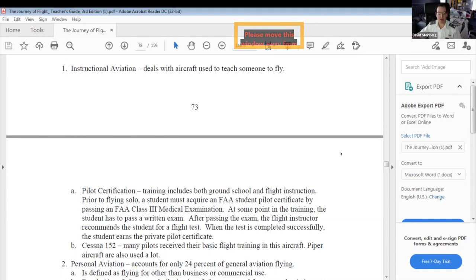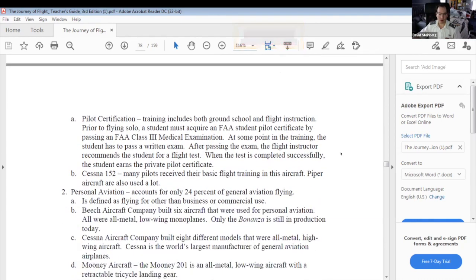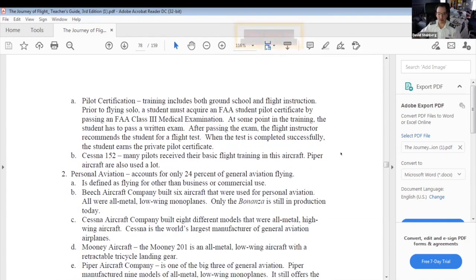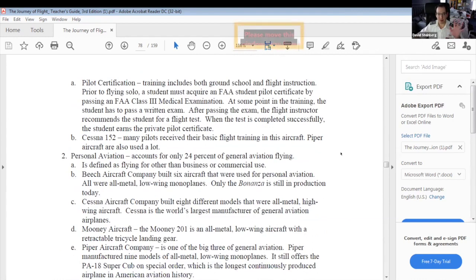And if you want to instruct others as pilots, you need to go for additional ratings and become a certified flying instructor. And that's a whole other subject. We're not going to get into that.